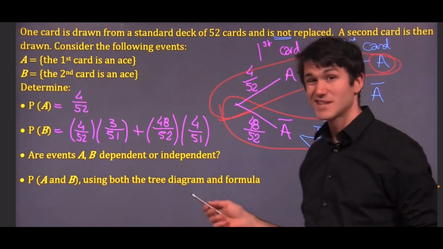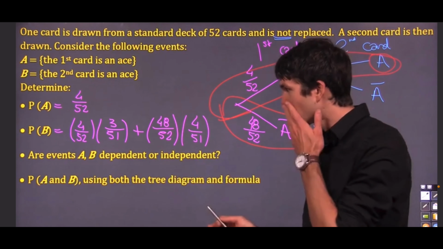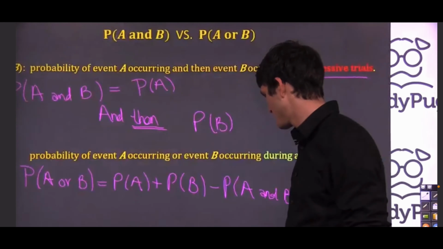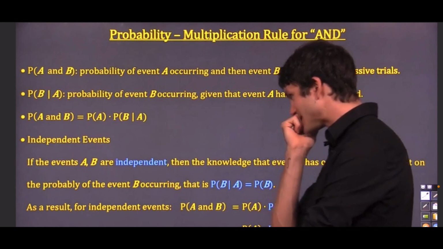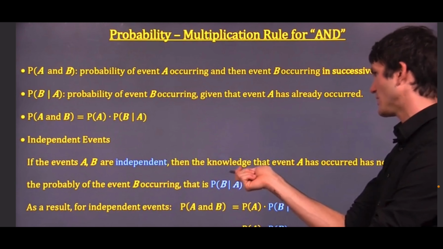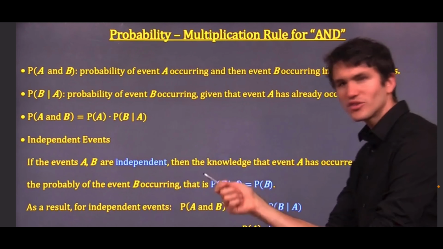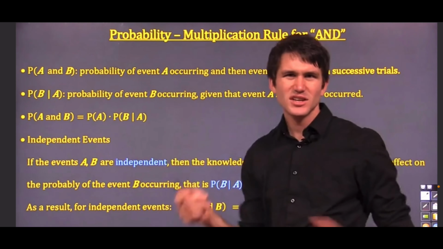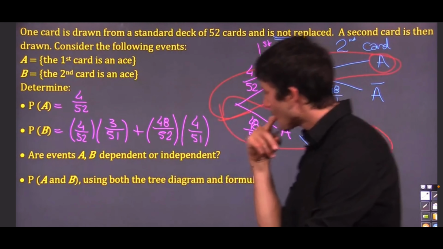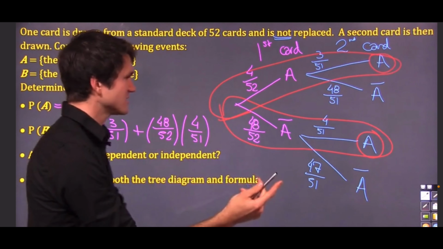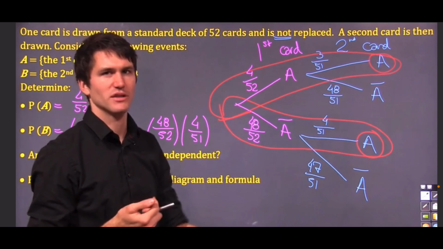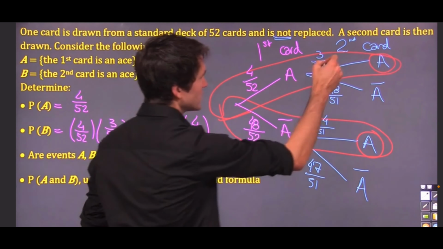Now I want to ask, are events A and B dependent or independent? Let's go back to our definition. It says if events A and B are independent, then the knowledge that event A has occurred has no effect on the probability of B occurring. So this says, if I know that A has occurred, it doesn't change whether B is going to occur or not. Is that the case for our example here? Well, not really, because if I draw an ace on the first card, it totally affects my probability of getting an ace on the second card, right? These two aren't the same.